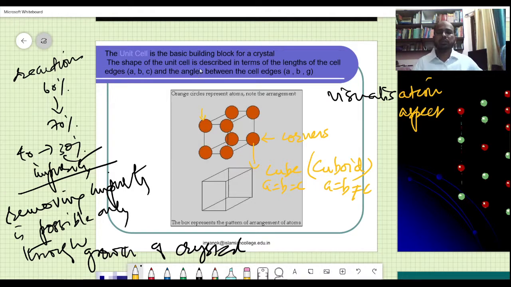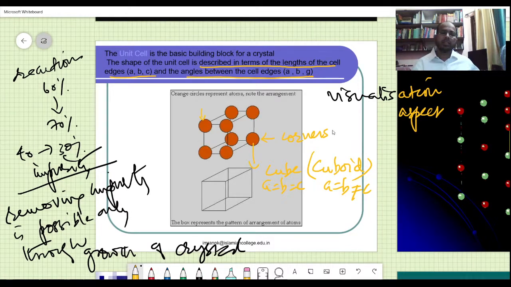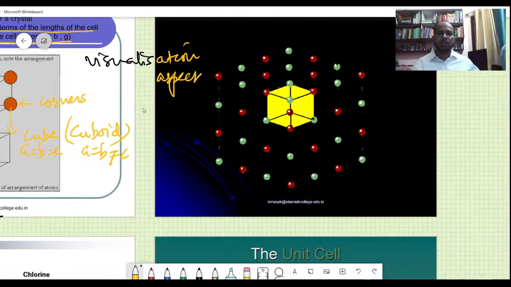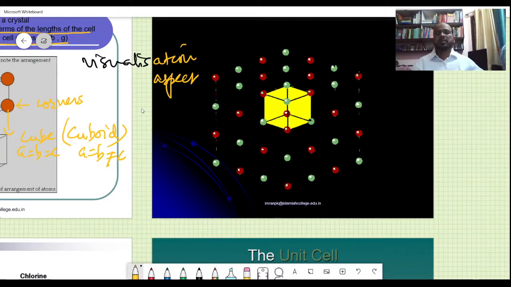The shape of the unit cell is described in terms of the lengths of the cell edges A, B, C, and the angles between the edges, alpha, beta, and gamma. That is what is called the ABG there. Okay, this cell, when you introduce it and substitute them by means of some other atoms there.